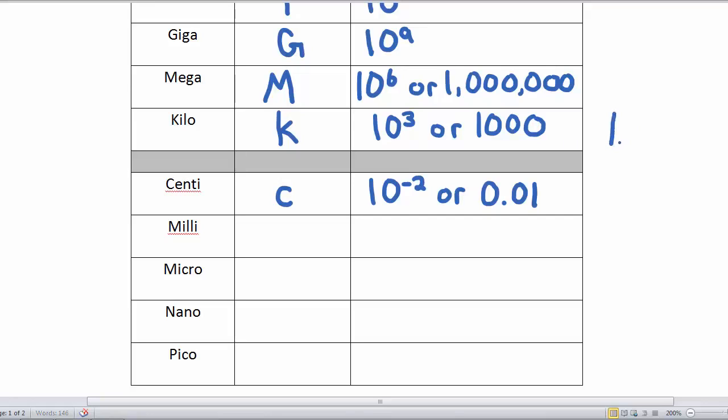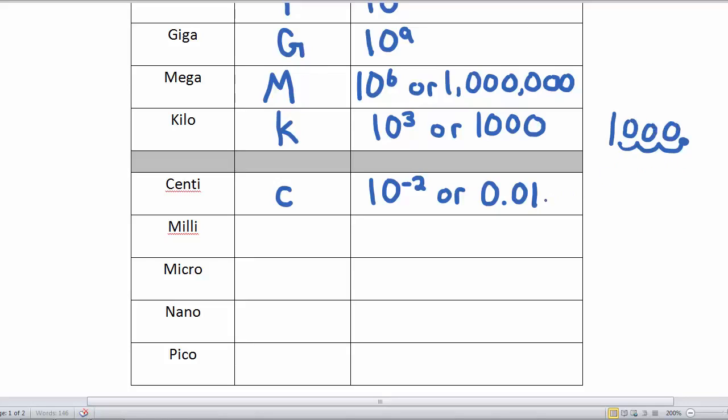Now, normally the decimal would be here, but since we have a power, or an exponent, of positive 3, we're going to move the decimal to the right 3 places. So, 1, 2, 3. And our decimal will end up here, which means we've got 3 more zeros that have been added, giving us the number 1,000.